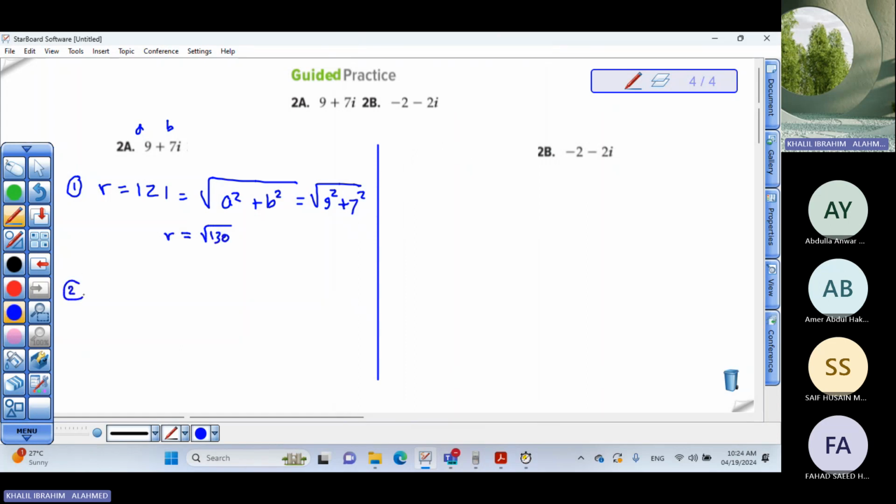Step 2: find the angle theta. Here A is positive, so we don't need to add pi or 180 degrees. Be careful about this. Theta equals inverse tan of B over A. This is inverse tan of 7 over 9, to get the answer.